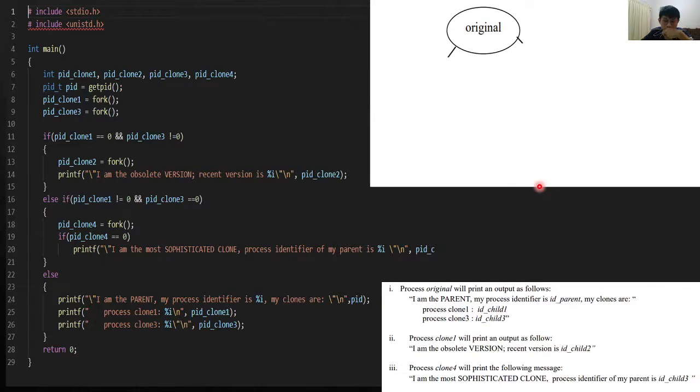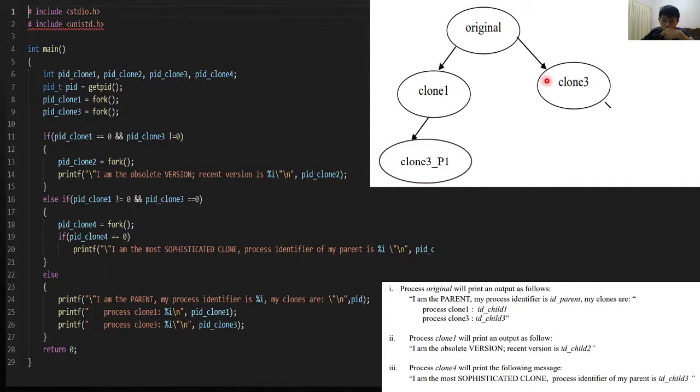Okay, so first thing first, we know that we have the original process where we can check the relevant PID at line 7, PID equal to getpid function. So we know that we want to create clone 1 process from the original process. We can simply achieve this by creating a fork at line 8. Then we will need to create a clone 3 process from the original process. This can be done by creating the fork at line 9.